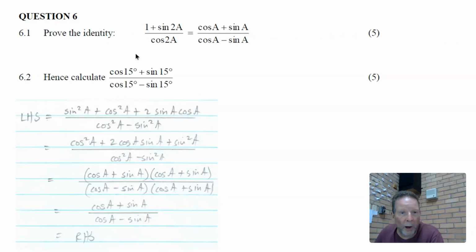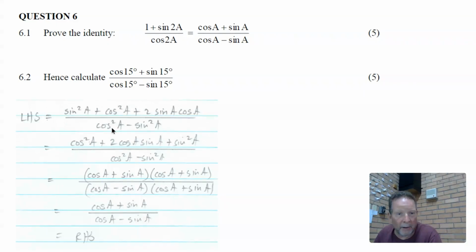But the number one you can replace with sine squared plus cos squared. And now it's just kind of basic factoring here. You've got like a squared plus 2ab plus b squared, it's a plus b squared. And that's why it's cos a plus sine a times cos a plus sine a. If you multiply it out, you'll get the cos squared, the sine squared, and the 2 sine a cos a.